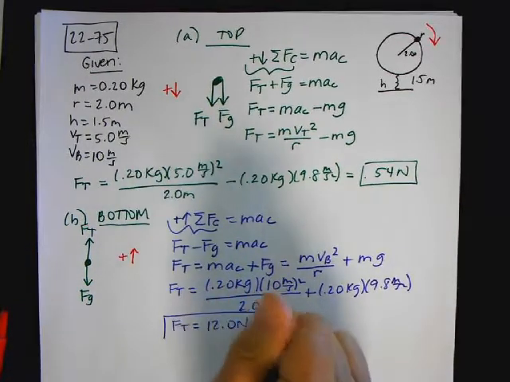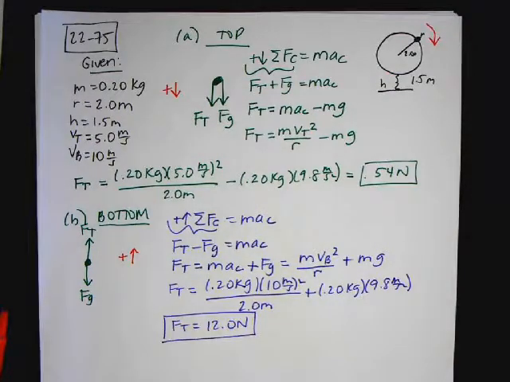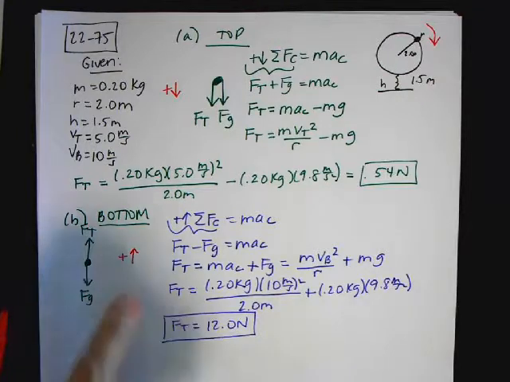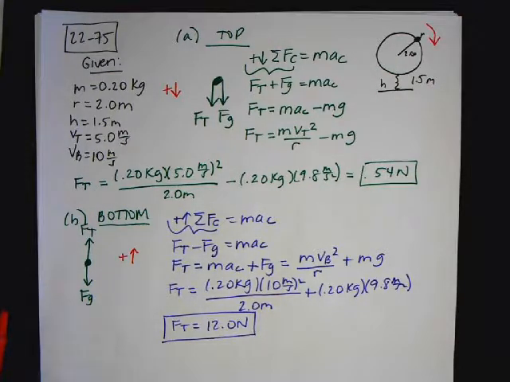So we see the tension is different at the top and the bottom. So we're doing the same steps we did before, but the key is your sign convention. That's the key to these problems.